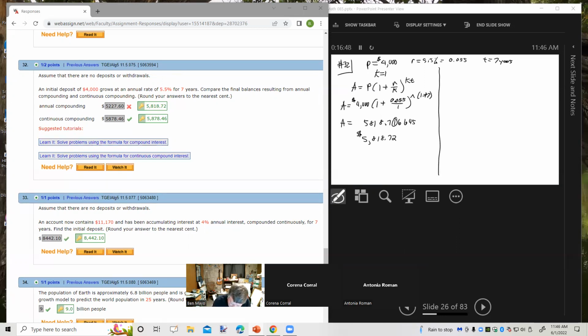And again, I could have simplified that and made that into 7 and made this into 1.055, if I wanted to. All right, are we okay with the first part?